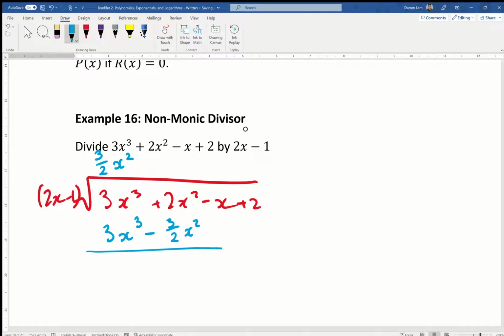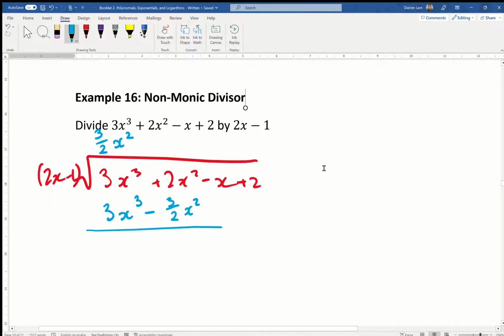Any questions, qualms, queries? Question? No? Okay. Alright, so let's put a negative on the front just to make our life easier. Of course, that cancels out to be 0. On the right hand side, we end up with 2 plus 3 over 2. 2 plus 3 over 2 gives me 7 over 2 x squared.